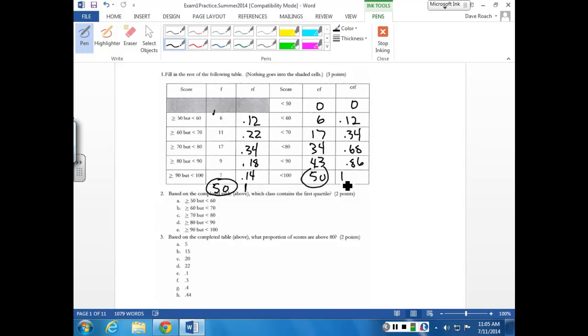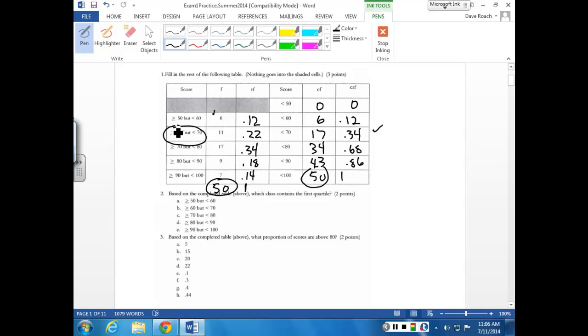Okay, so the next question says, which class contains the first quartile? So remember, the quartile is 25% of the values below this point. Okay? So if we go over here to the cumulative relative frequency distribution, 0.12 of the data are less than 60. 0.34, so from there to there, somewhere in there is 0.25. Okay? So that's the first quartile, and so it'll be in this class.